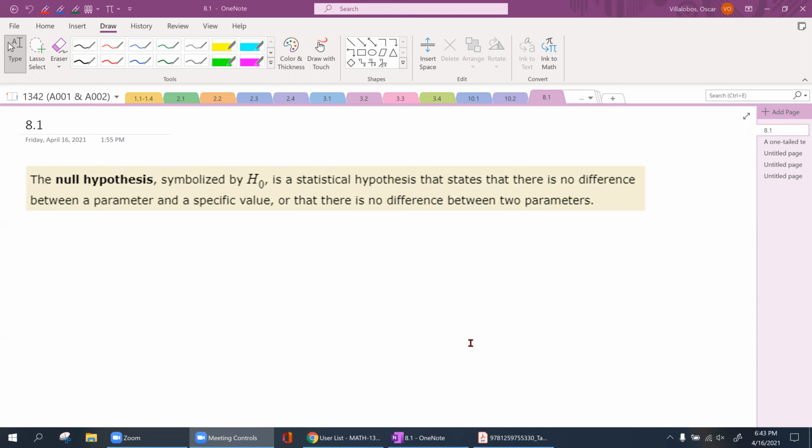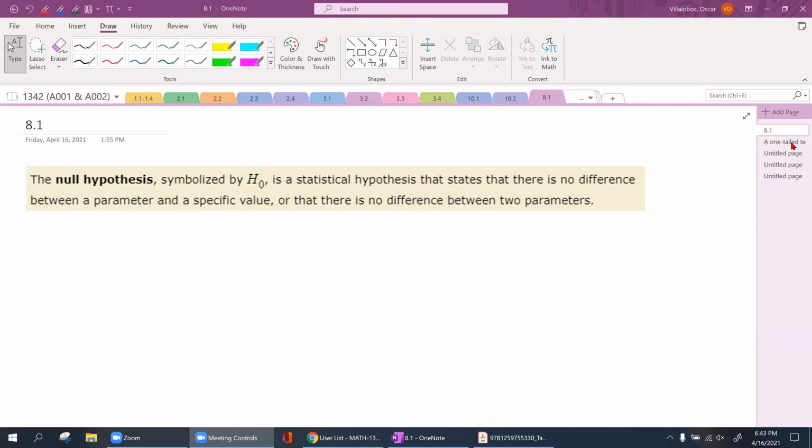In test 1, we got introduced to the null hypothesis by definition. I believe we had 2 problems during the last final questions of exam 1. The definition states that the null hypothesis, symbolized by H naught, is a statistical hypothesis that states there is no difference between a parameter or a specific value.